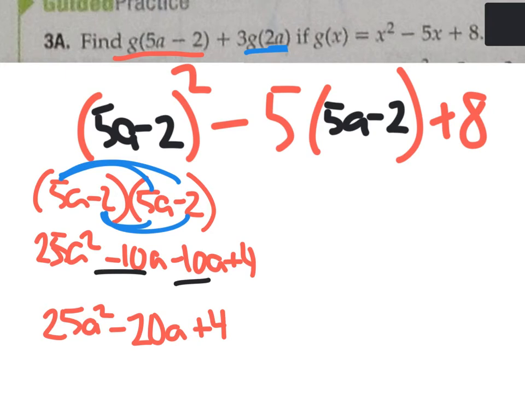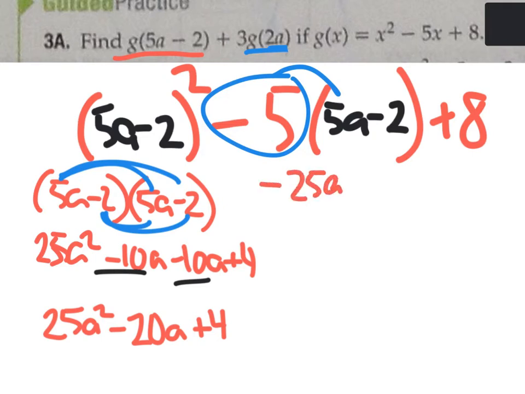Now, that's not even the first answer. All I've done so far is the binomial squared. I still need to go over here and distribute this minus 5 into there. What do I get? Negative 25a. And then distribute the negative 5 into the negative 2. What do I get? Plus 10. And let's not forget about the plus 8 that's out there at the end.